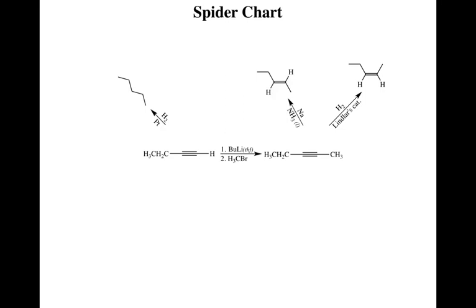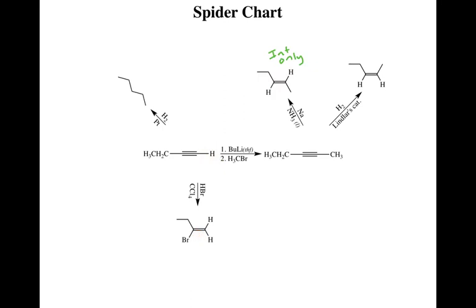Next on here, I want to put NaNH2, and this is the one that only works on an internal. So I'm going to put internal only, meaning it does not work on a terminal alkyne because it'll deprotonate that H.